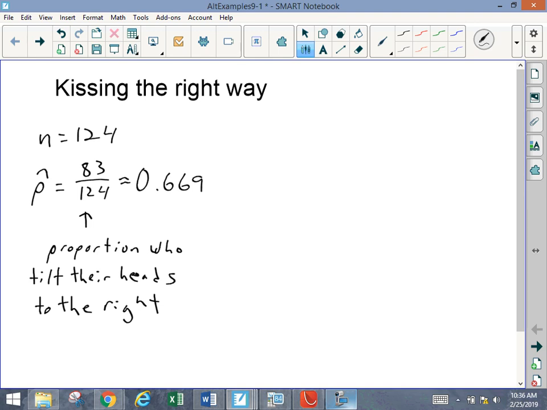So we'd like to know: is that evidence that people actually do tilt their heads to the right, or did it just happen by chance? Well, I feel like if both tilt their head, then it works, because you're starting on opposite sides. But if you're kissing somebody who tilts their head to the left and you tilt to the right, that's going to be awkward. Your noses are gonna bump.